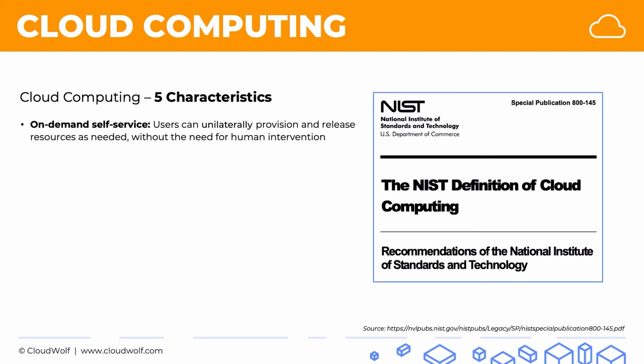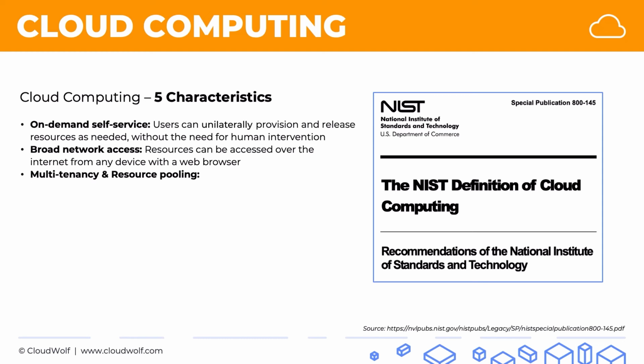So the first characteristic is on-demand self-service, meaning that users can quickly provision and release resources when needed without the need for human intervention. Number 2 is broad network access. Resources can be accessed from anywhere, basically, as long as you have an internet connection and a web browser. Number 3 is multi-tenancy and resource pooling. It has 2 parts. Resources are pooled together and allocated dynamically to users as needed.